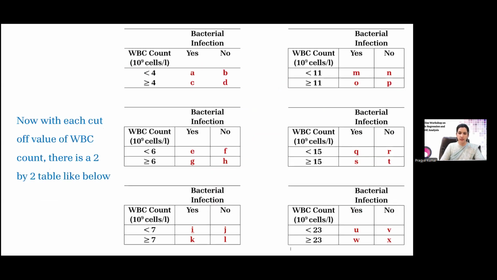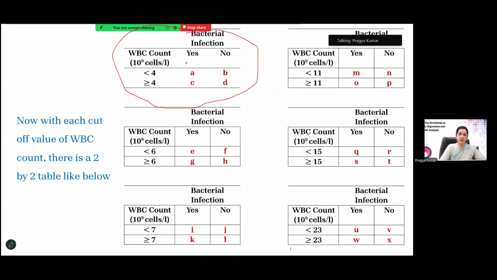And then at each and every cutoff, the software draws a cutoff. Like if the WBC count is less than 4 or more than or equal to 4, or if the WBC count is less than 6 or more than or equal to 6. So what the author is doing, or what we can do, for any continuous variable, is change it into a categorical variable.